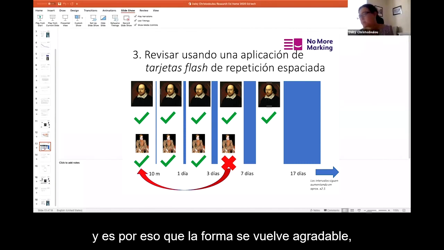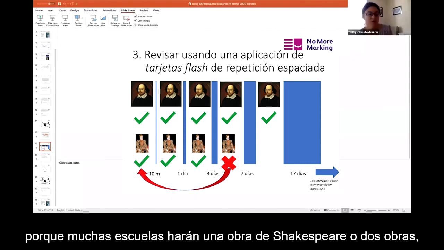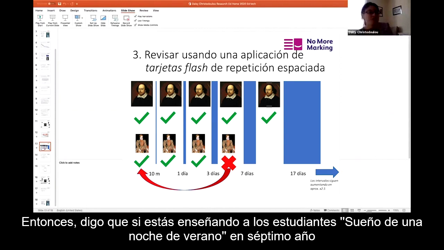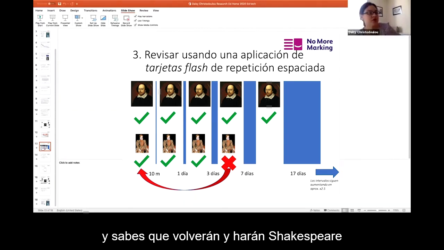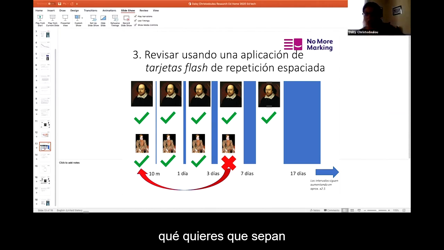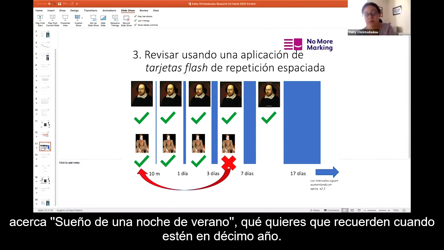And that's why the Shakespeare example is a nice one, because a lot of schools will do a Shakespeare play or 2 plays, maybe at Key Stage 3, and they'll do one at GCSE. So I'm saying, if you're teaching students Midsummer Night's Dream in year 7, and you know they're going to do Romeo and Juliet in year 10, for argument's sake, what do you want them to know about Midsummer Night's Dream that you want them to remember when they're in year 10?